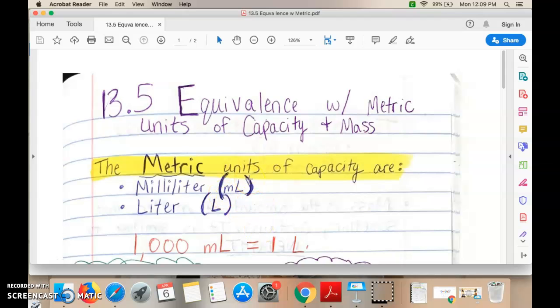Okay, so again, when we talk about metric here in the United States, we don't really use the metric system. We use the customary units. So when we talk about metric units of capacity, we're talking about milliliters, so little m with a big L, and then liters, which is the capital L, okay? And when we are going to convert them, 1,000 milliliters equals 1 liter. So milliliters is smaller than a liter, okay?